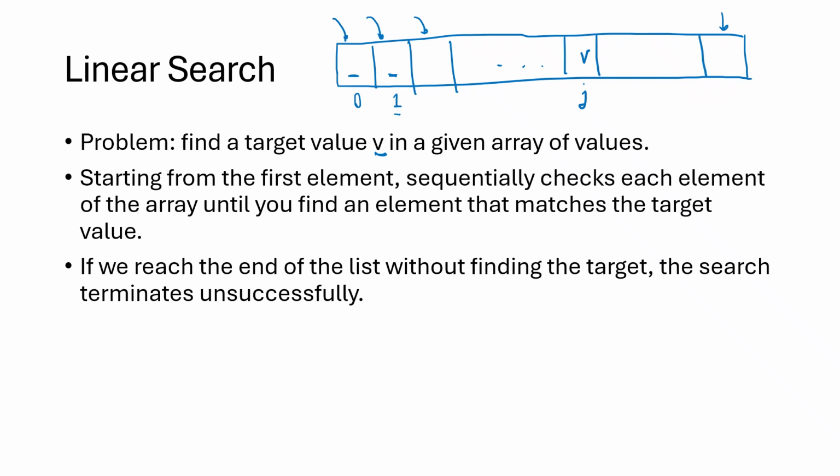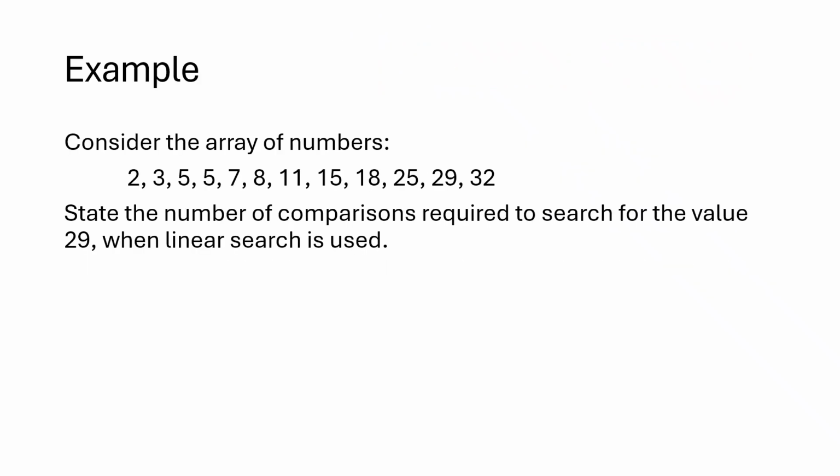It's a very simple algorithm. And to go through this in more detail, imagine your sequence being this sequence of integers 2, 3, 5, 5, 7, 8, 11, 15, 18, 25, 29, and 32. And the target value v is 29. So we are looking for 29 in this sequence of integers.